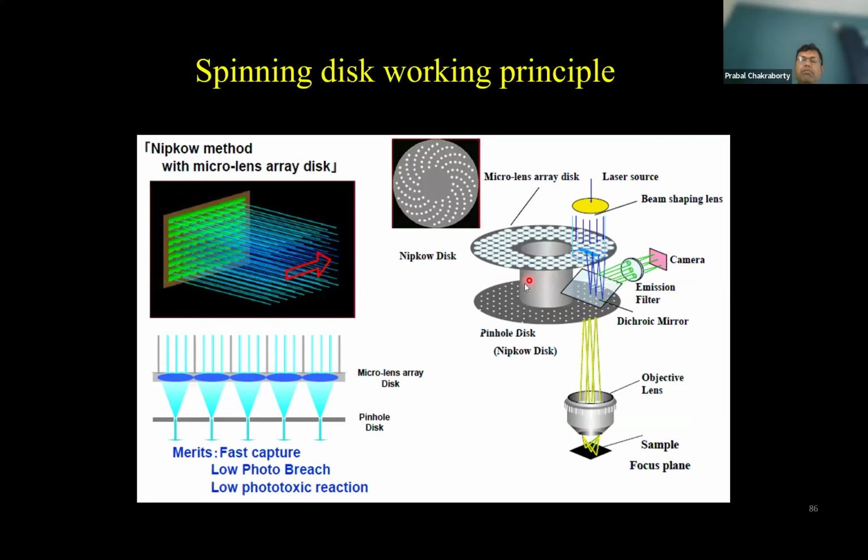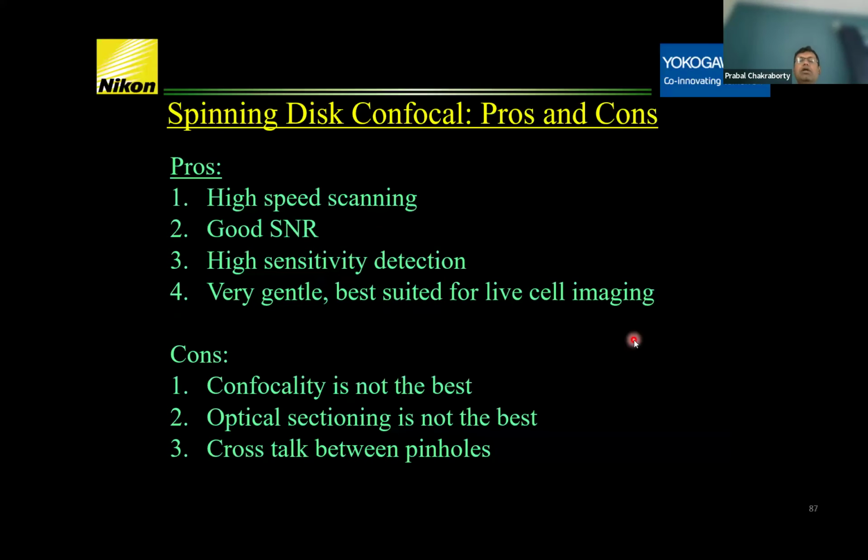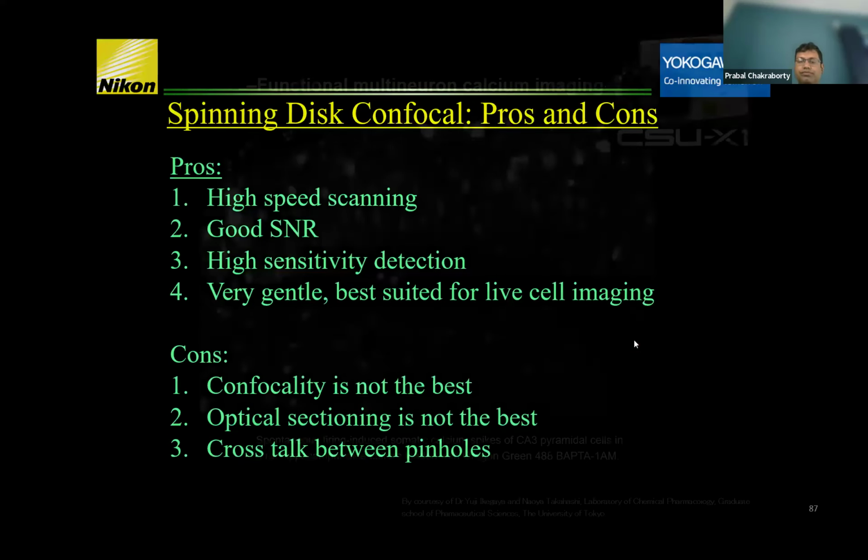But please remember, these pinholes are fixed diameter pinholes. You can't change the diameter or vary the opening of the pinhole. And also here we are using a camera for imaging. In point scanning confocal, we use a PMT or photomultiplier tube for the detector. Here we are using a camera. So the advantage of spinning disk is that it is capturing very fast and is very gentle to live cells. That's why people working with sensitive samples sometimes prefer spinning disk confocal.